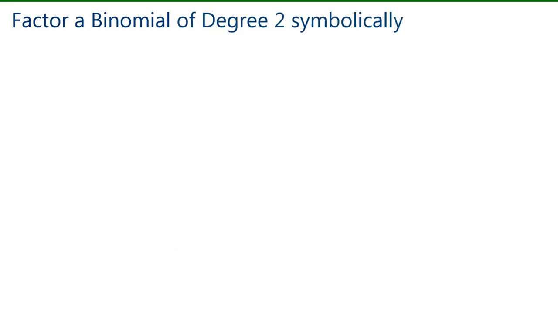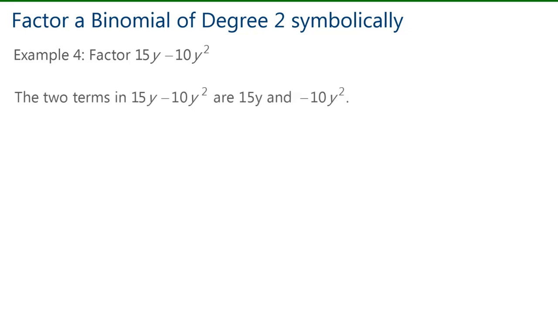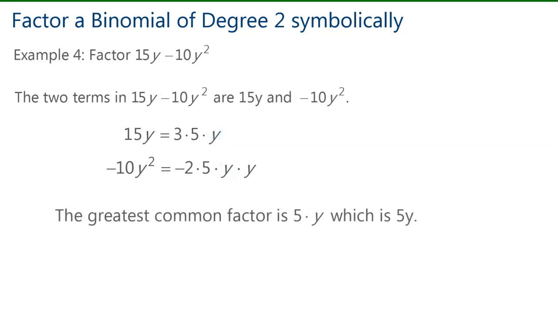Let's factor a binomial of degree 2 symbolically. Here's another example. Factor 15y subtract 10y squared. The two terms are 15y and negative 10y squared. The 15y can be prime factored as 3 times 5 times y. The negative 10y squared can be factored as negative 2 times 5 times y times y. Part of the greatest common factor is 5, and the other part is y. So the greatest common factor is 5 times y, which is 5y.